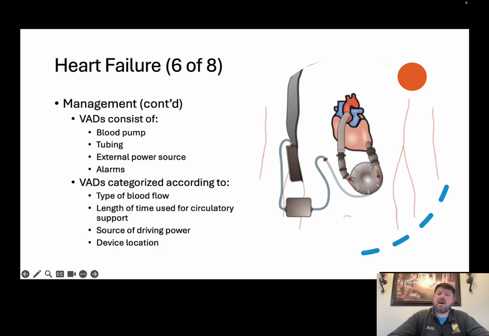They're categorized according to the type of blood flow, such as continuous or pulsatile, the length of time the device can be used for circulatory support, the source of driving power, is it pneumatic or electric, and the device location, is it internal or external. The patient's weak or absent pulse may make obtaining a blood pressure using a manual cuff and stethoscope and obtaining a pulse oximetry reading very difficult.